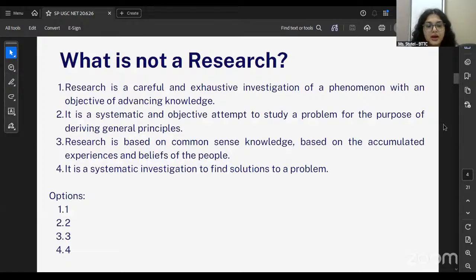Okay. Anyway, first let's look at the first question that I've put. What is not a research? Now, usually you would expect something like, okay, what is a research? But here it's the opposite. What is not a research?